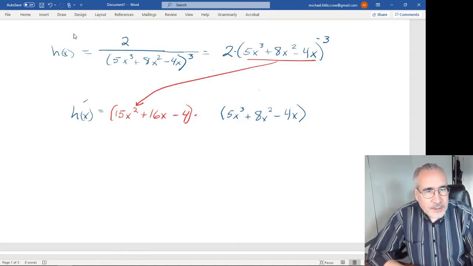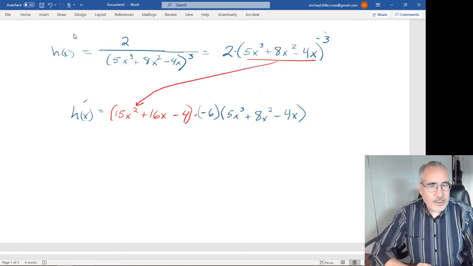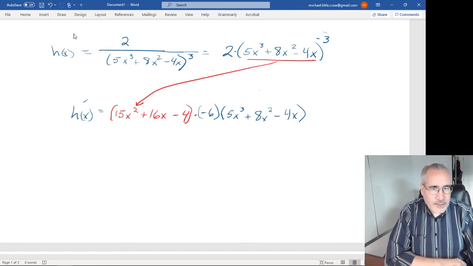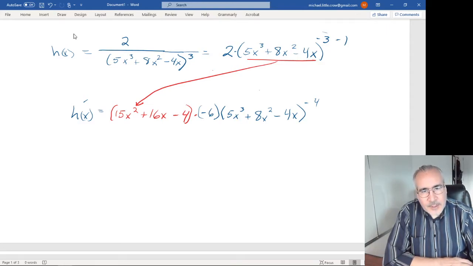and now we're just working with the outside part. So we're going to take this negative 3, bring it down in front. 2 times negative 3 is negative 6. And again, this is all getting multiplied. So it's not subtracting now, it's still multiplication. So that 2 became negative 6 because this 3 came down. And then remember, we're going to process this by subtracting 1 from it. Negative 3 minus 1 gives us negative 4. We're done. That is the derivative.